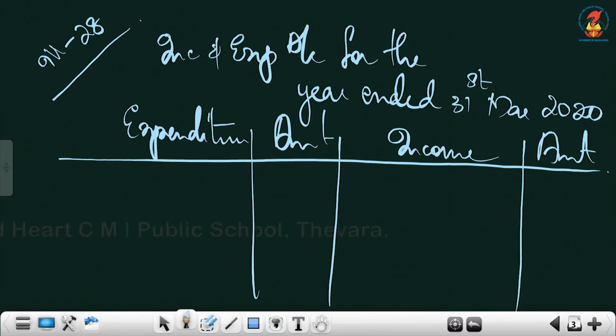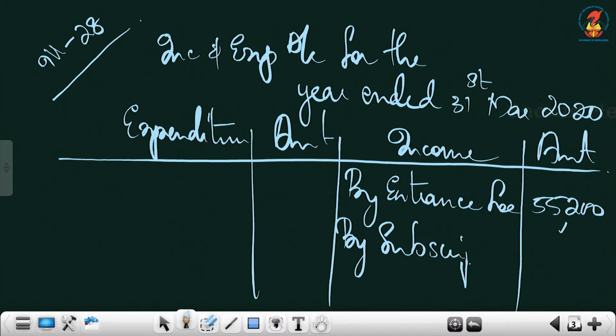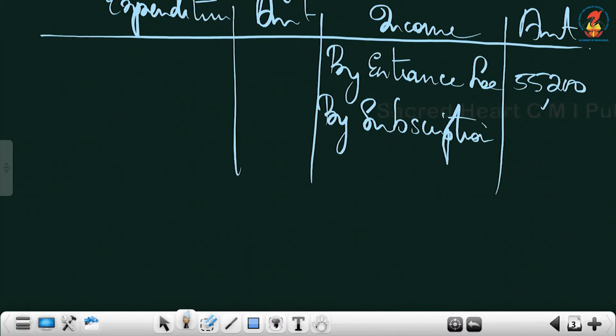So entrance fee, it's the income, so it should come on the credit side, entrance fee 55,200. That is considered as a revenue item. Then subscription is there and it is having adjustment also. So we will write in the inner column the received amount given here, 2,20,000. Then we will read the adjustments.